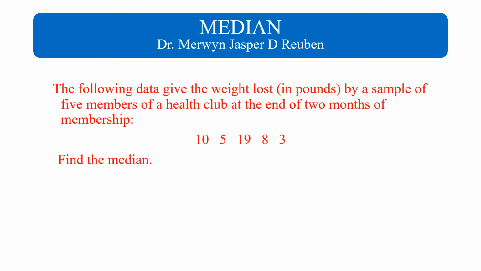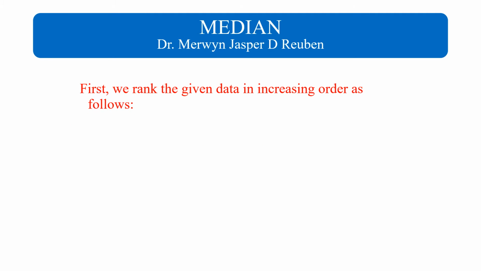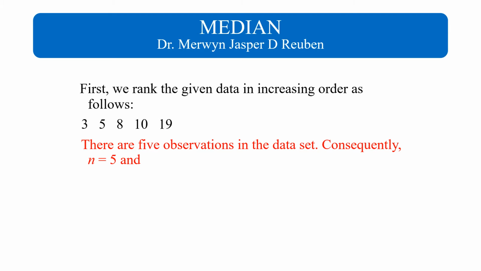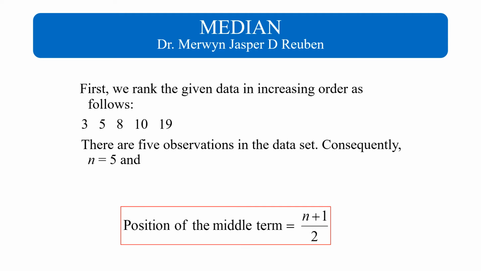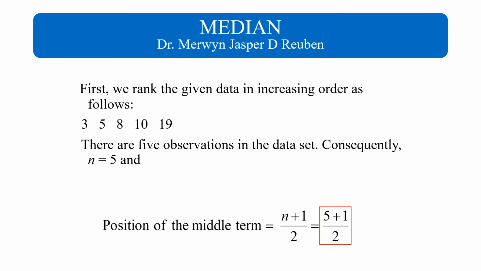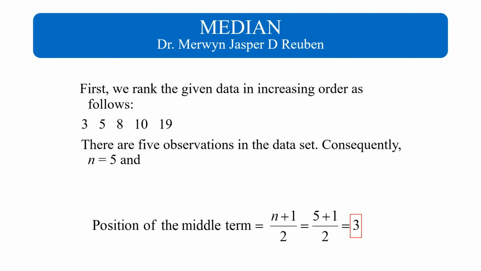The following data gives the weight lost in pounds by a sample of 5 members of a health club at the end of 2 months of membership. So the values are 10, 5, 19, 8, 3. We are asked to find the median. So first we rank the given data in increasing order as follows: 3, 5, 8, 10 and 19. There are 5 observations in the dataset. Consequently, n equal to 5 and position of the middle term is equal to (n plus 1) by 2. Here n is equal to 5, so (5 plus 1) by 2, which is equal to 3.